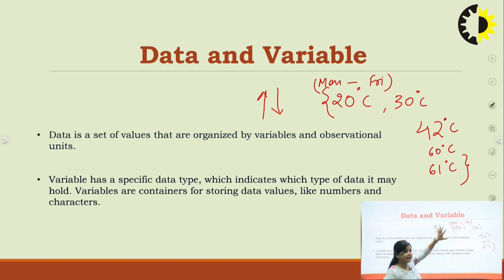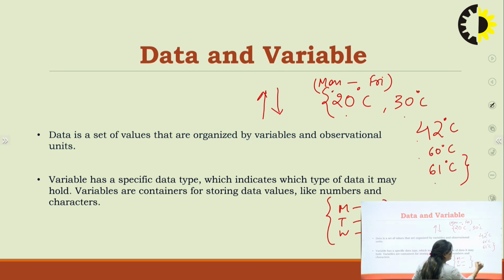Now this data when arranged according to the days, let's say Monday 20, Tuesday 42, Wednesday 30, Thursday 61, or let's say Friday is 60. And when we have arranged this against Monday, Tuesday, Wednesday, then this becomes information, right? So data is just a set of values that are organized by variables and observational units. We have observed that this is the temperature.